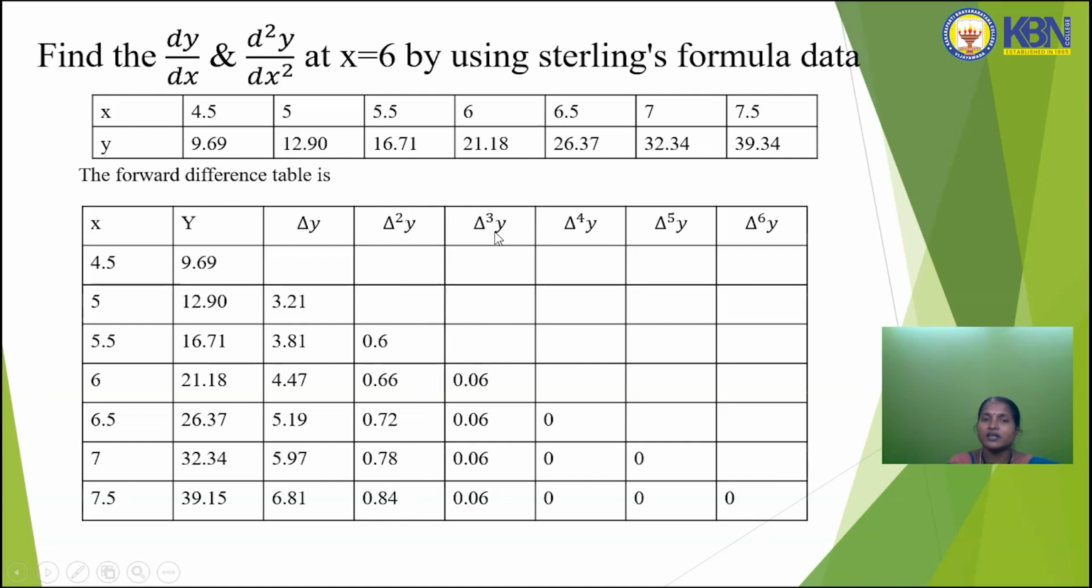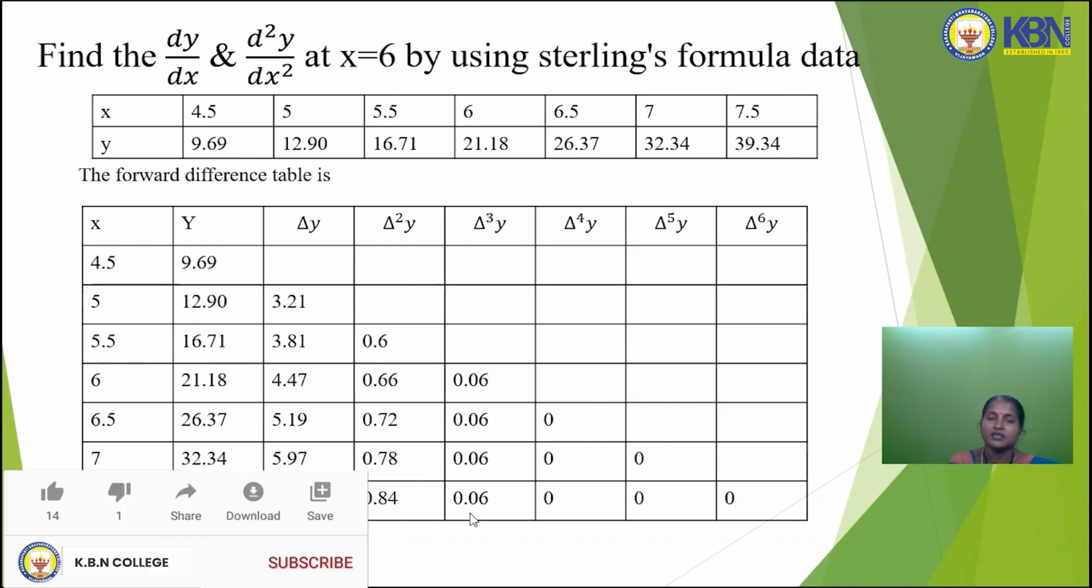After that we can calculate the third difference. 0.66 minus 0.6, then you are getting 0.06. 0.72 minus 0.66 is 0.06. 0.78 minus 0.72 is 0.06. 0.84 minus 0.78 is 0.06. Here we are getting the third difference.